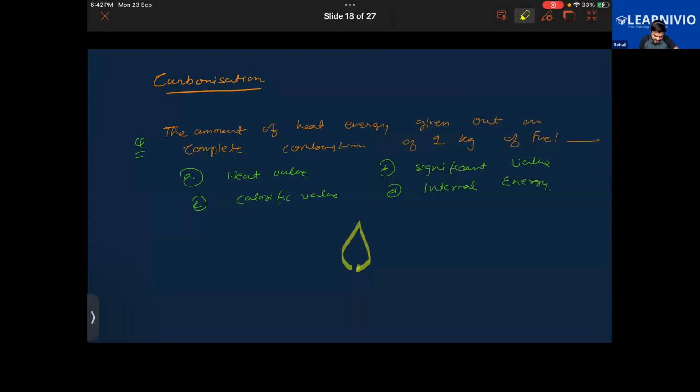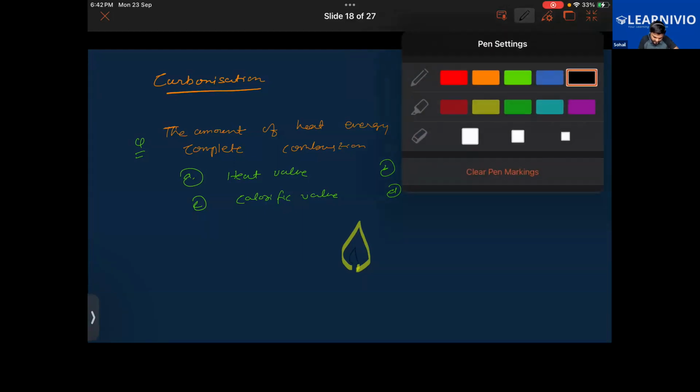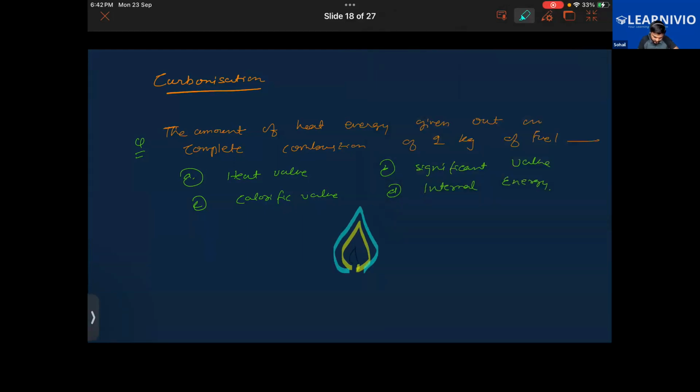You guys have learned about the different zones of the candle flame. There are different zones in the candle flame. You have the black one, you have the yellow one, and then you have the blue one. Out of the different zones of the candle flame, which one is the zone of partial combustion? The middle zone. So partial combustion takes place in the middle zone.